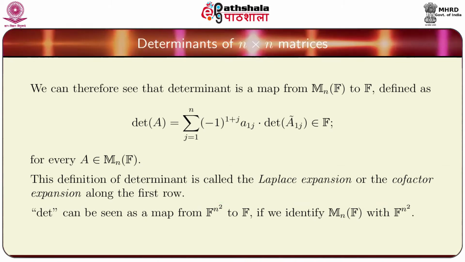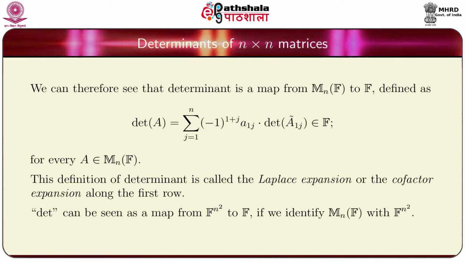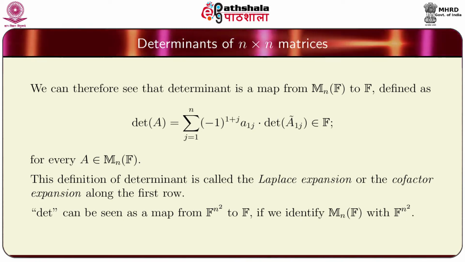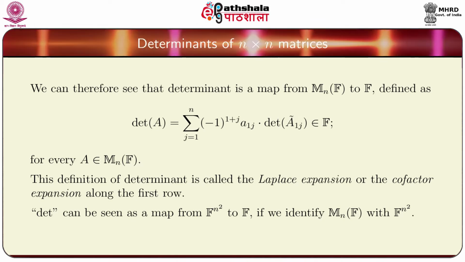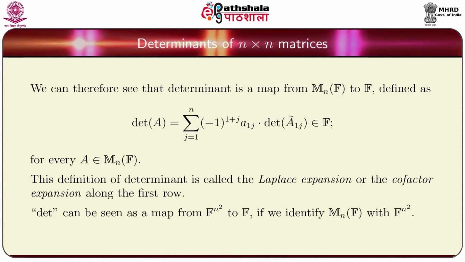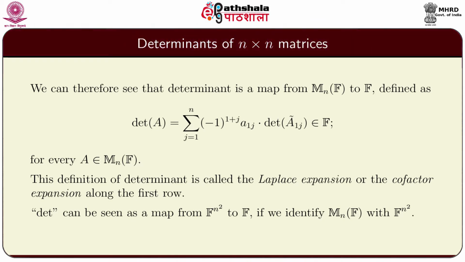And if we identify the set of all n cross n matrices over F with the set F raised to n square, that means the Cartesian product of the field F n square times, then determinant can be seen as a map from F^(n square) to F.